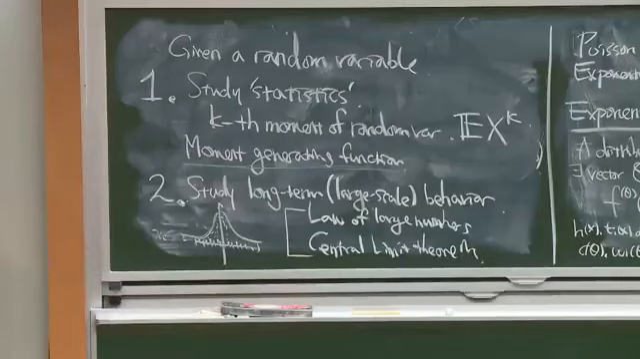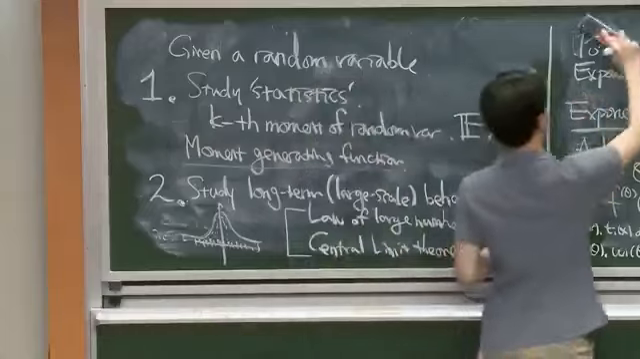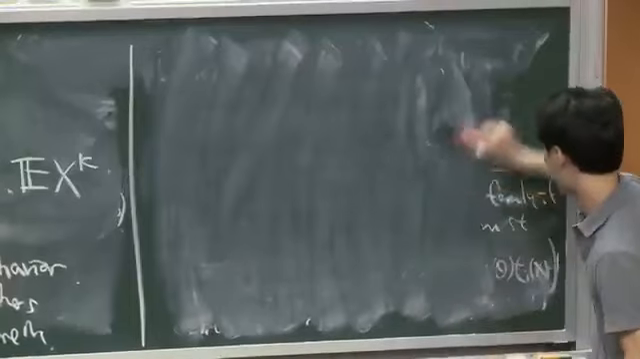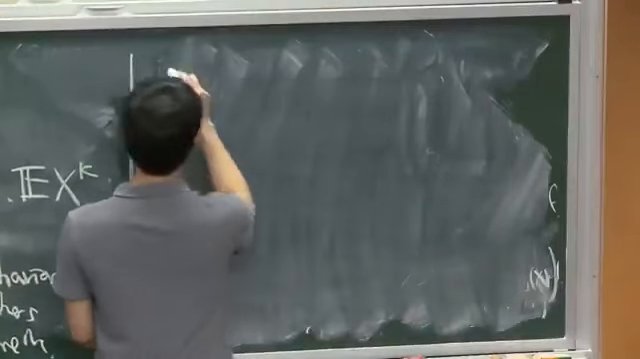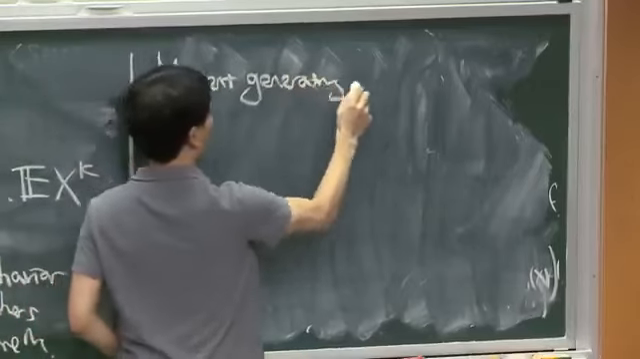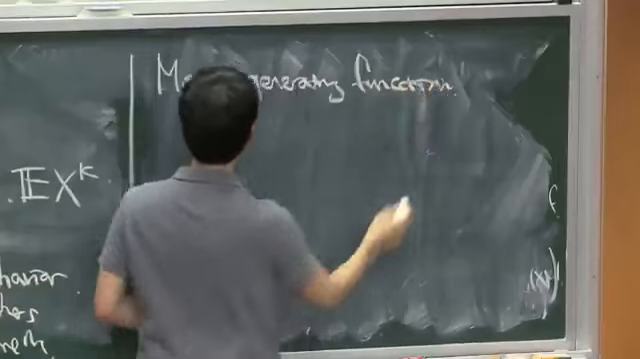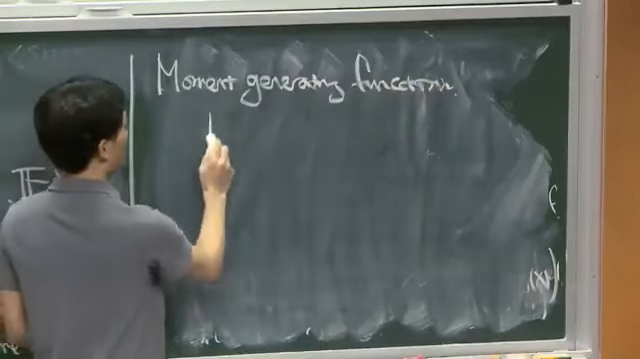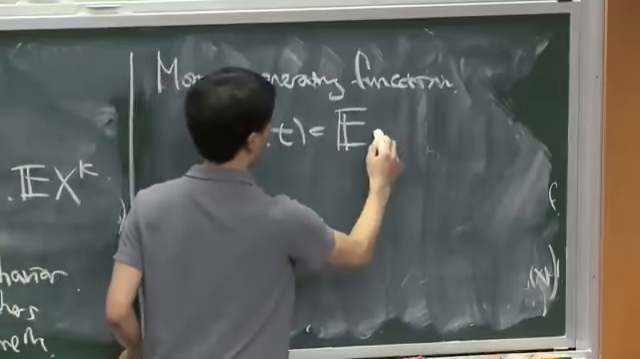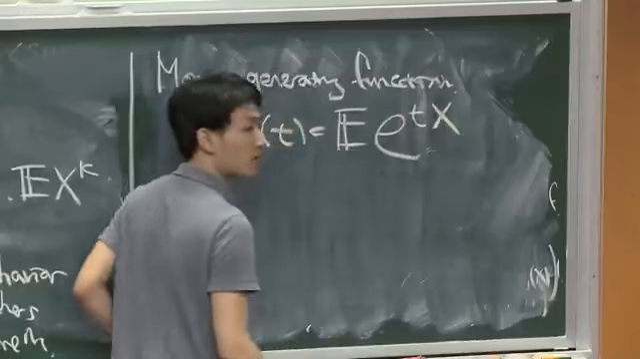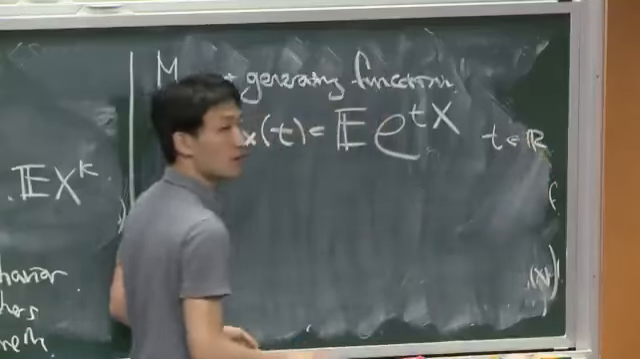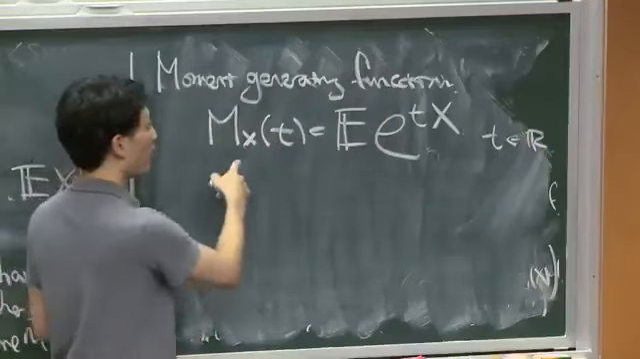So let's start with our first topic, the moment generating function. The moment generating function of a random variable is defined, I write it as m sub x, as the expectation of e to the t times x, where t is some parameter. t can be any real. You have to be careful. It doesn't always converge.